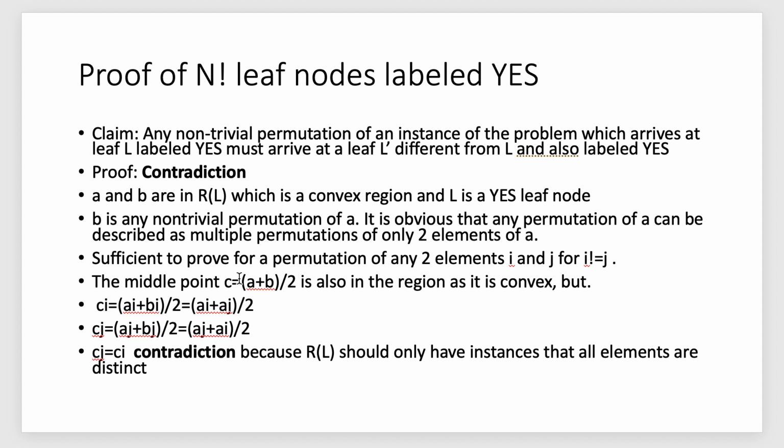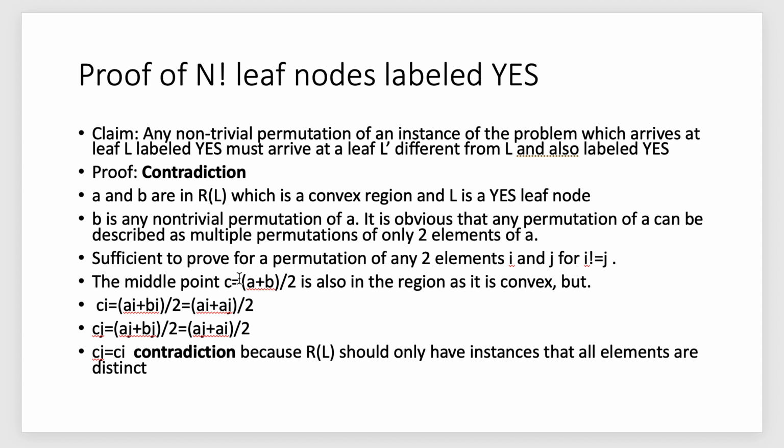But if I compute the coordinates of this point, all the coordinates other than i and j are equal, because we want to permute two elements. Only the i and j elements are permuted between A and B. The other elements are equal.